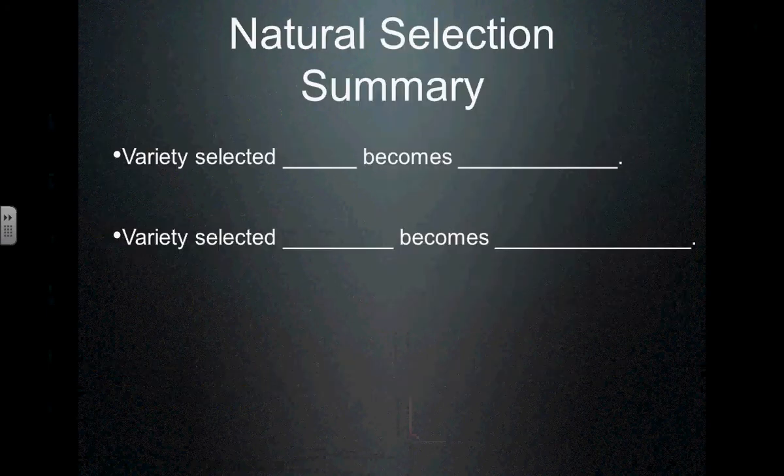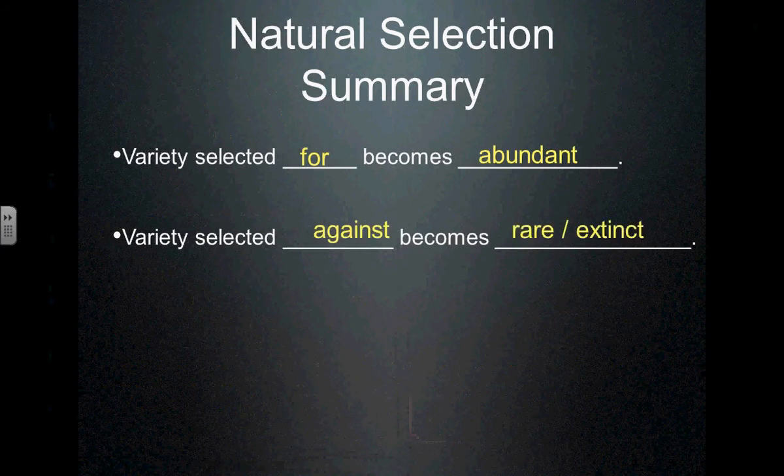So in natural selection, any trait, any variation that's helpful is going to be selected for by nature. If there's a beneficial trait, those members are going to survive, and it's going to become more abundant, more common in the population. Any variation that's harmful or selected against is going to become rare or even disappear completely.